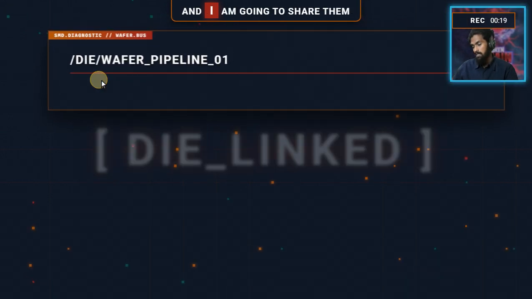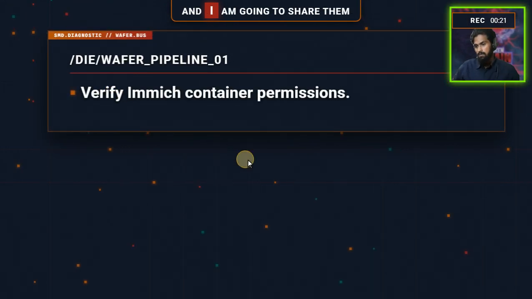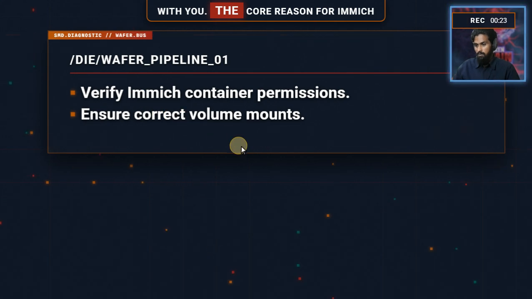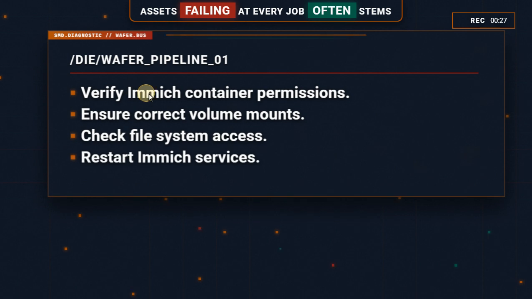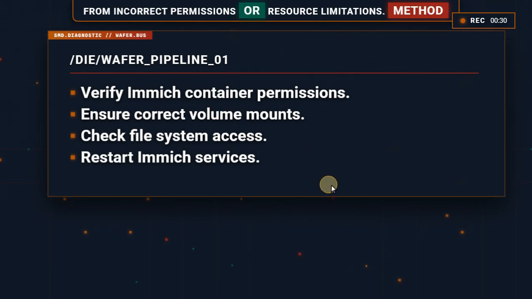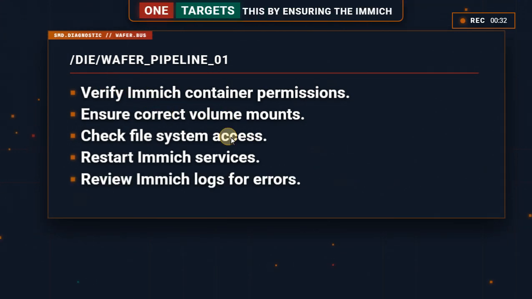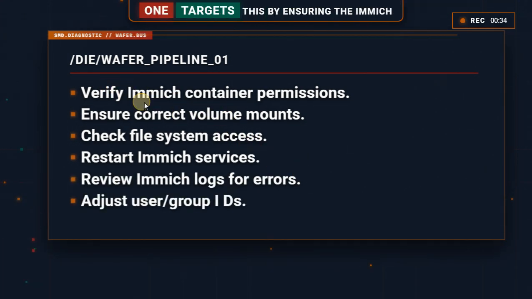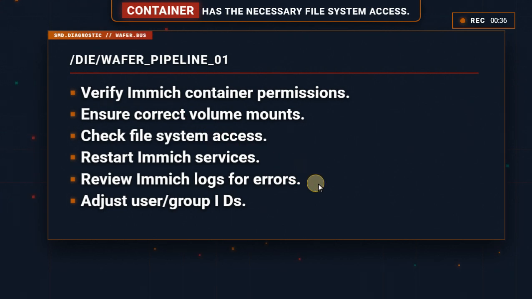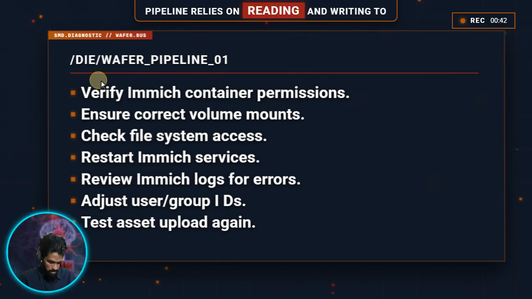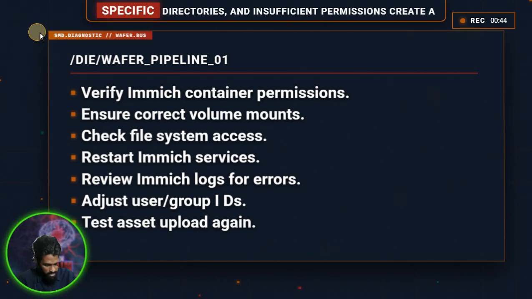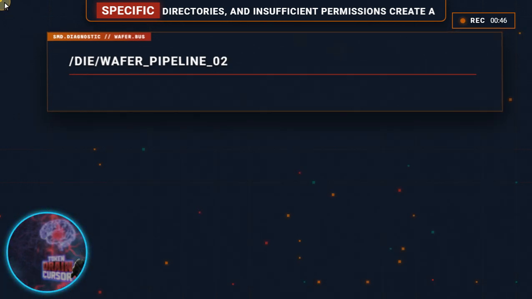The core reason for Immich assets failing at every job often stems from incorrect permissions or resource limitations. Method 1 targets this by ensuring the Immich container has the necessary file system access. This is crucial because the asset processing pipeline relies on reading and writing to specific directories, and insufficient permissions create a hard stop.